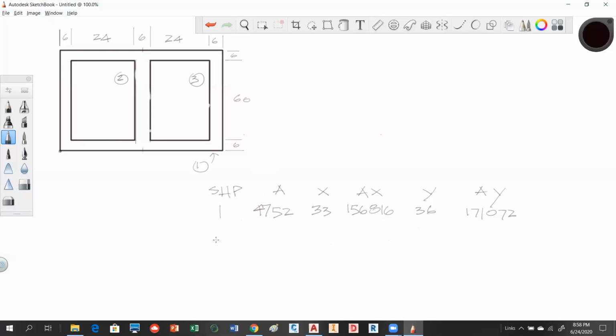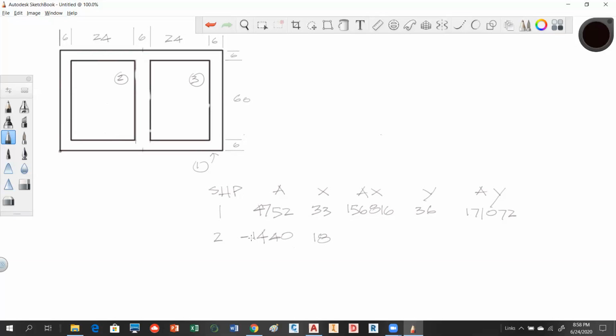Okay, so we're going to take a look at shape 2. Shape 2 is 24 by 60. That gives us 1440. But since we're going to cut this out, we're going to consider this a negative area or a void area. So we have to think about x a little bit. We're going from this corner over, half of that would be 12. Well, we got to come over 6. So 6 plus 12 gives us 18 for the x distance from the origin.